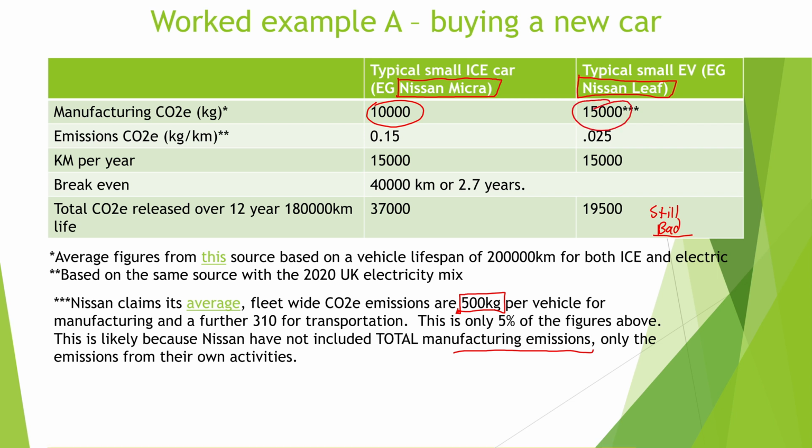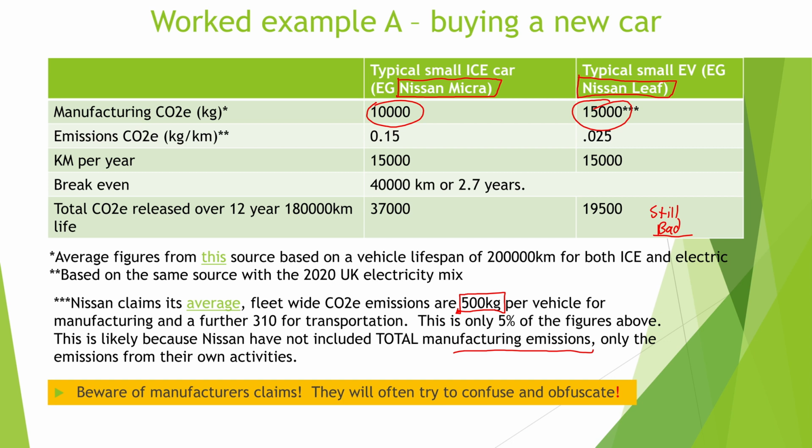And this is a very important point, that you must beware of manufacturers' claims. Often a manufacturer might mean well, often they don't. Often they will try and confuse and obfuscate. Now, there's a common saying that we should not assume malice where incompetence will do the job. It is, for example, difficult for Nissan to know what their entire supply chain is doing, and even if they did, they might think, well, you don't want to double account it.